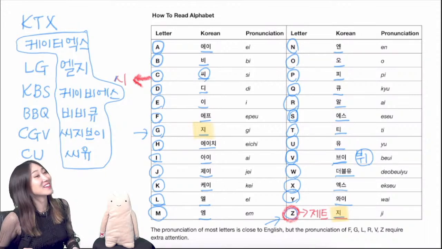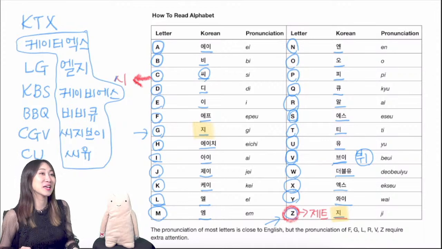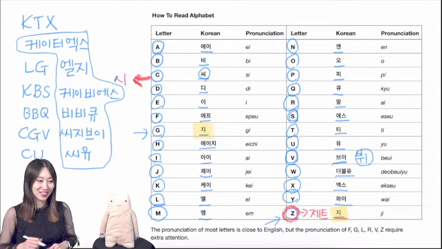Great. Kailon exactly is LG and Pratisha, right? It's LG, BBQ, KTX. Okay, great.